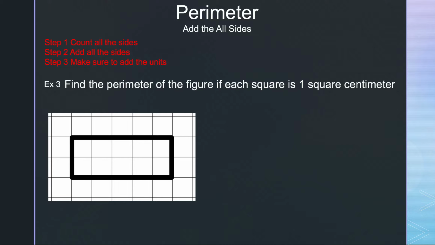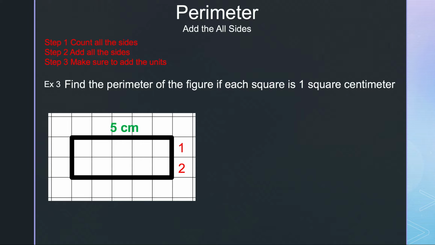Now we're going to read the question. Find the perimeter of the figure if each square is 1 square centimeter. So let's start counting. Once again, I like to start counting on the top left, and I usually keep the same spot, so it helps me know where to stop. Now let's start counting. 1, 2, 3, 4, 5, which gives me 5 centimeters.